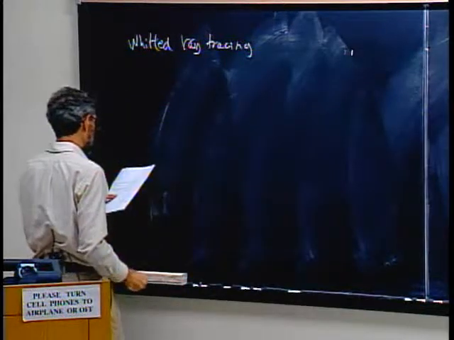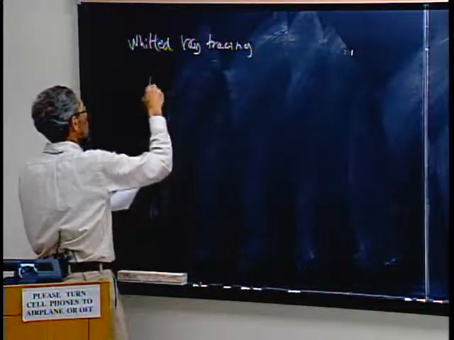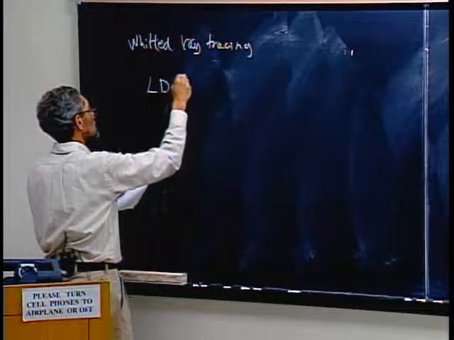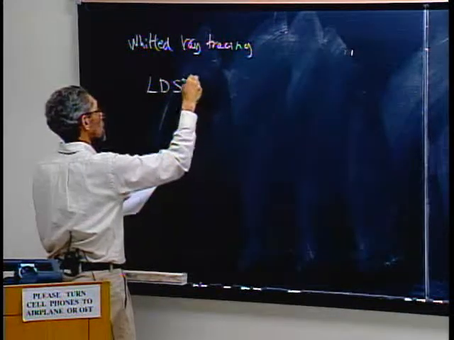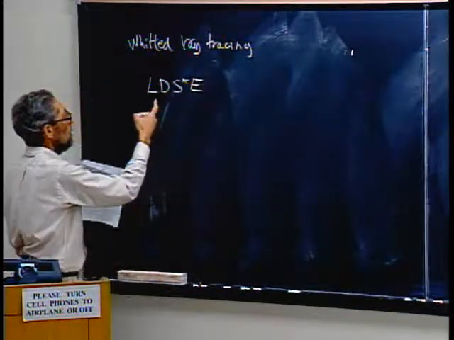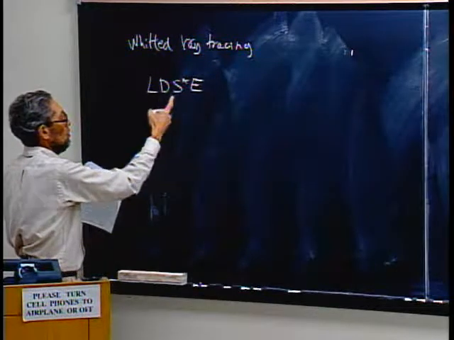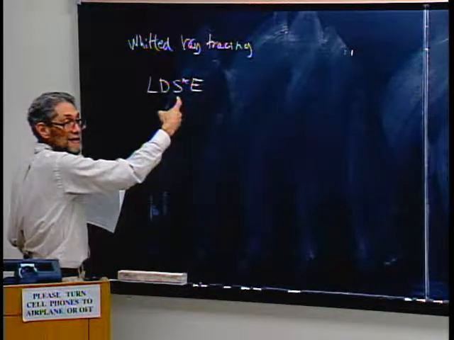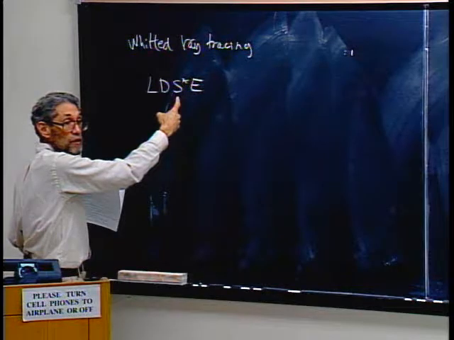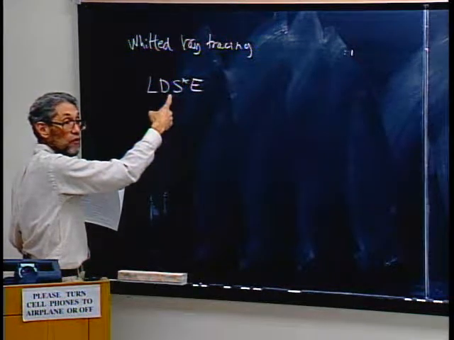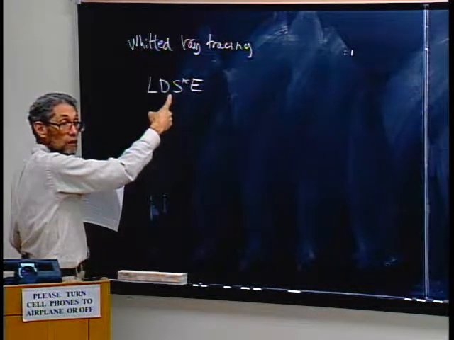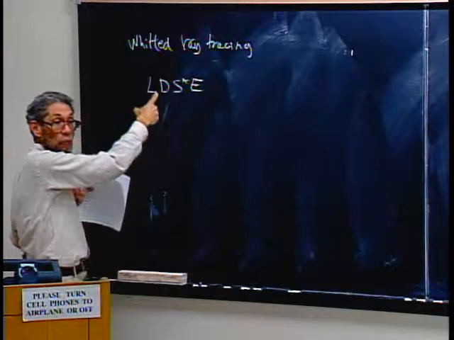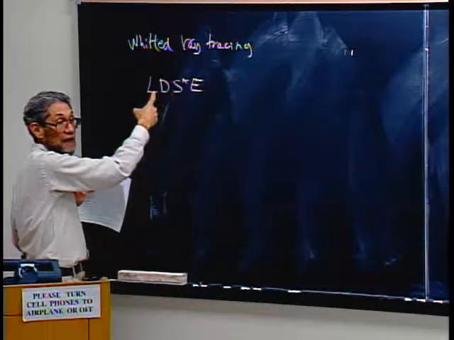So what do we get? We get LDS*E. This is trace your rays bouncing off perfect mirror surfaces till they hit a diffuse surface, and then do direct illumination only from point sources with shadow rays.